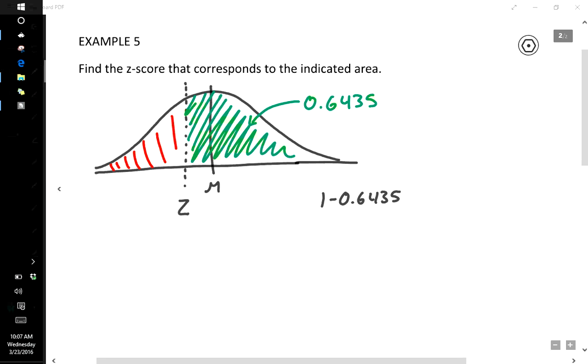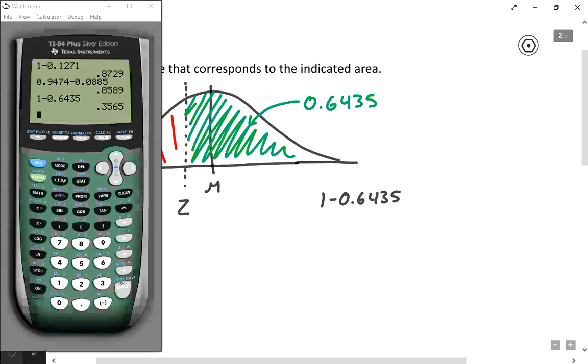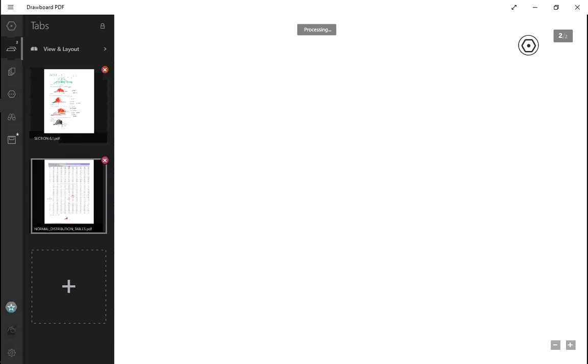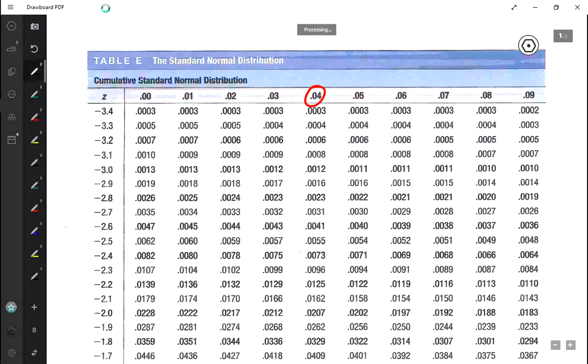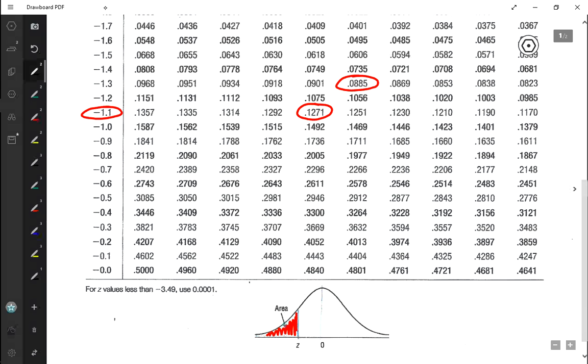0.6435, go to our calculator for that. 1 minus 0.6435, and I'm getting 0.3565. 3565. So now I'm going to go to my table, 0.3565. So 0.35, 0.34s, 0.35. Okay, so we've got an interesting situation here.